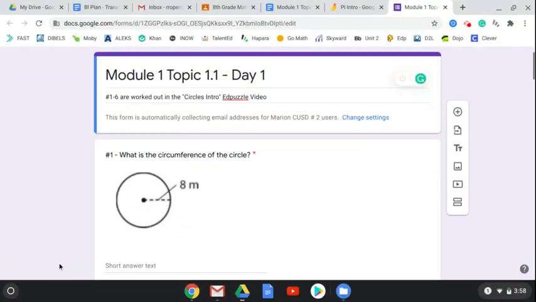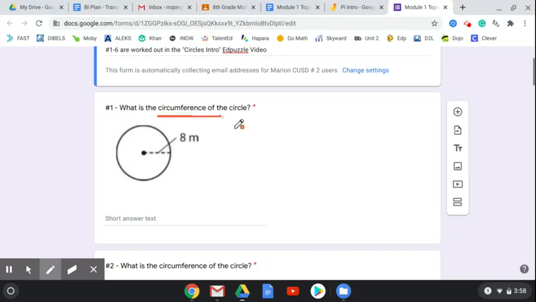I'm going to go over to Module 1, Topic 1.1, Day 1 form, and we'll work out these first 6 problems. All right, so in number 1, it says, what is the circumference of the circle? So we're trying to find the circumference, so let's use our circumference formula. Circumference is equal to pi times diameter. So I'm going to write down C equals pi d. Now, what am I given here in the circle? It looks like I have from the edge of the circle to the center. So would that be the radius or the diameter, halfway across the circle? That would be the radius, right?